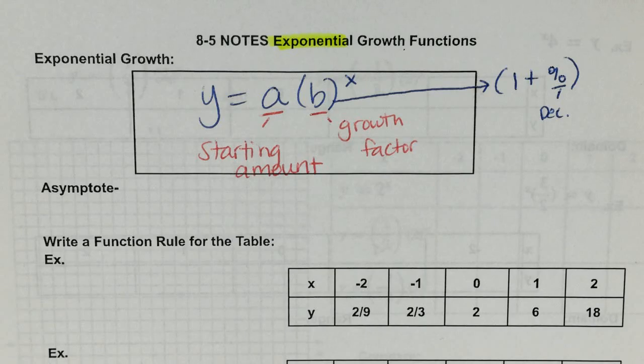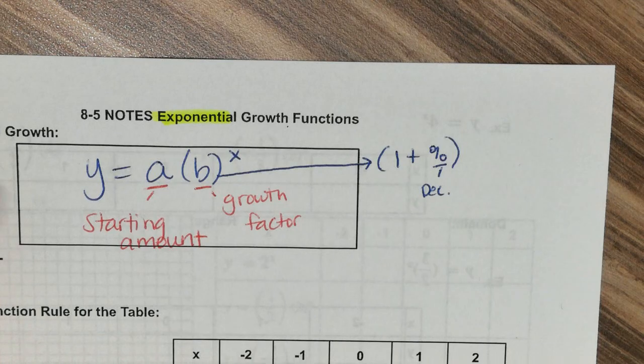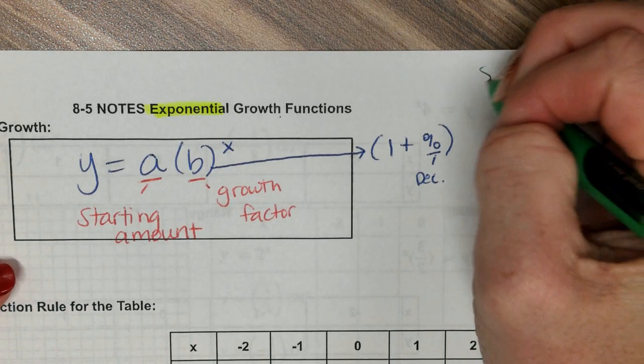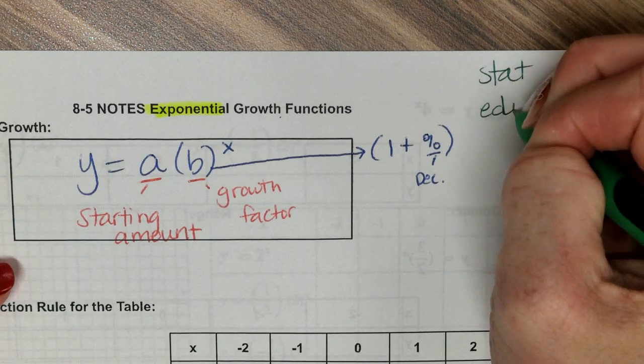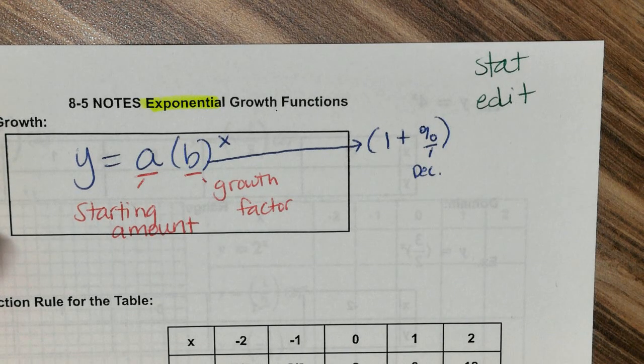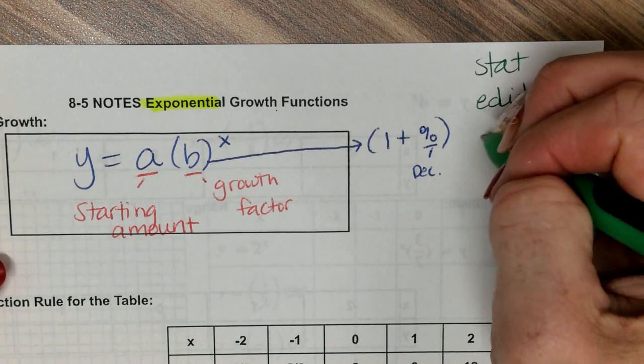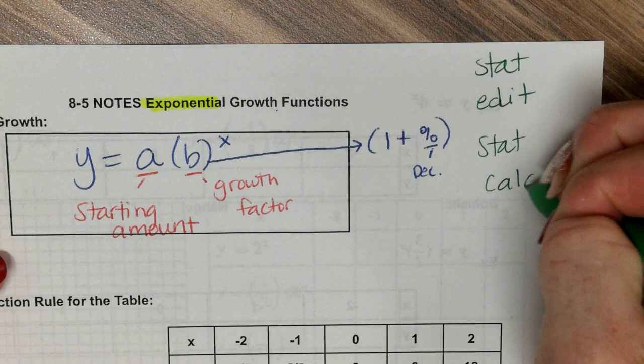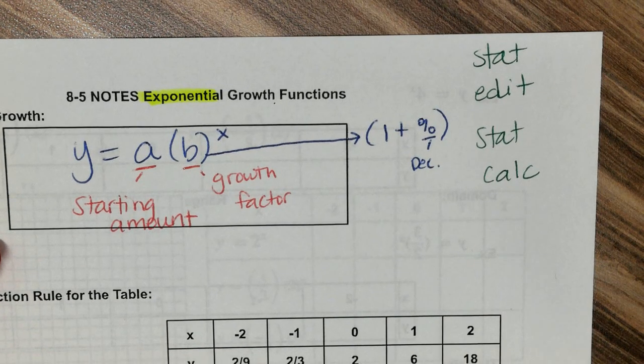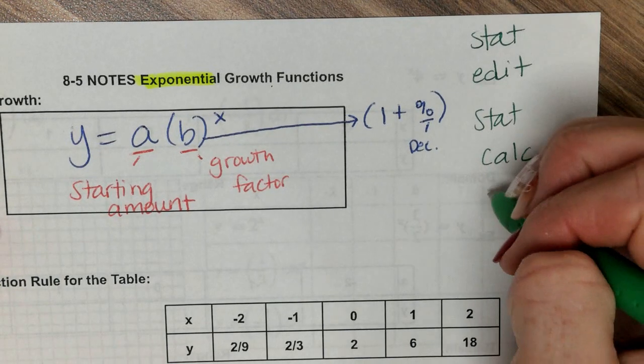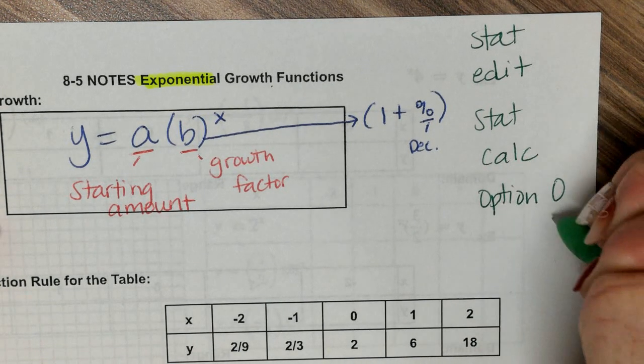Now, your calculator will write the equations for you. Do y'all remember how we use stat to write linear equations? We're going to do the same thing for exponential equations, but instead of choosing the linear option, we're going to choose the exponential option. So right here, I want you to write your steps. You're just going to go to stat, edit. You're going to put your numbers in. Then you're going to go to stat, calc, but we're not going to choose option 4 for linear. We're going to choose option 0, which is exponential.